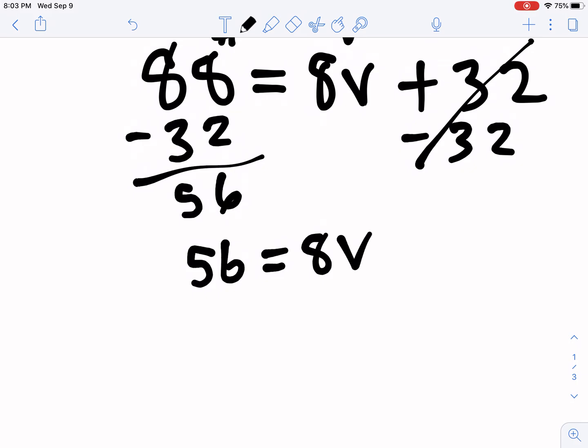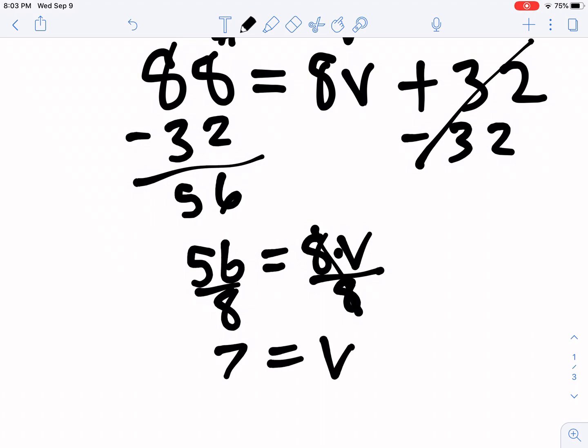Now remember, we still have to isolate v, get it by itself. What does it mean if I have 8 next to v? It's 8 times v. So to undo that, the inverse would be divide by 8 to both sides, and that would move my 8 to my number side. Okay, so my inverses cancel out. 56 divided by 8 is 7, and I get 7 is equal to v.